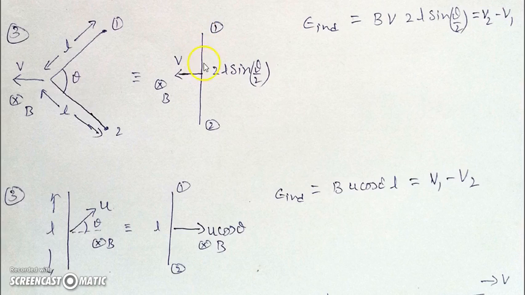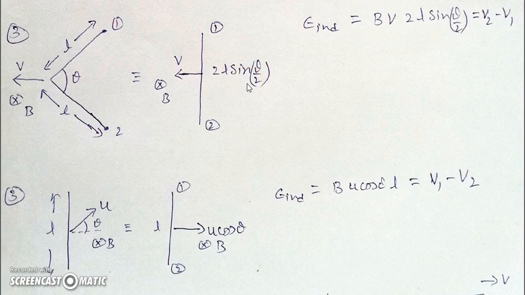So EMF induced will be B V into the effective length, which is 2L sin(theta/2). To get the value 2L sin(theta/2), you can just use this result. This makes a right angle triangle. The angle at this point will be theta by 2. So half of the length will be L sin(theta/2), and the complete length will be 2L sin(theta/2).